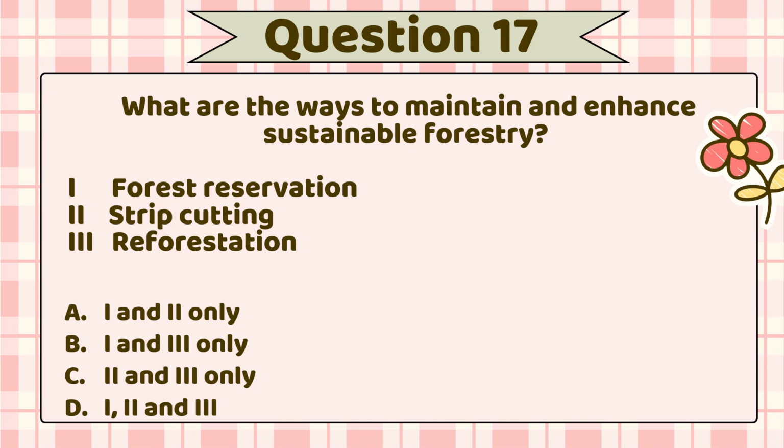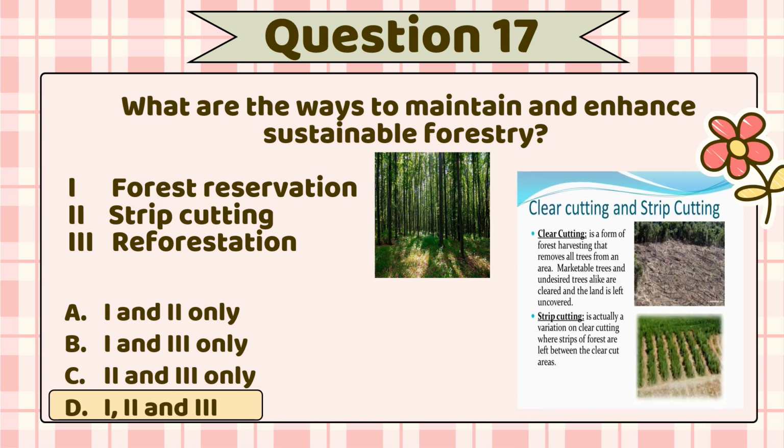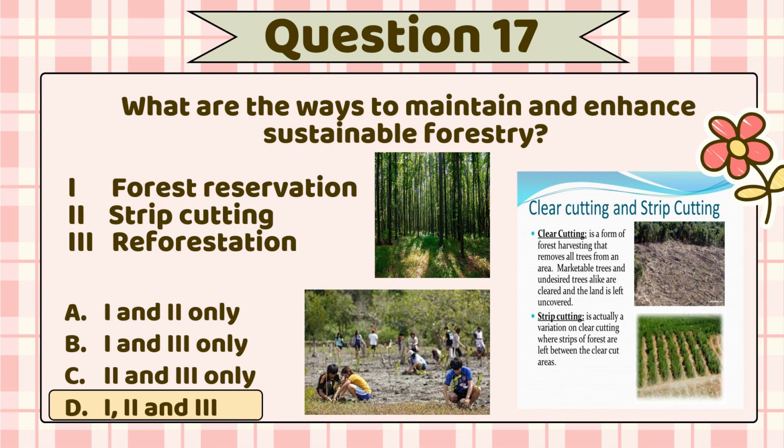Question 17. What are the ways to maintain and enhance sustainable forestry? The answer is all of them. Forest preservation limits human activities to protect biodiversity and ecosystem services, while strip cutting is selective logging in strips, leaving some trees for regeneration. This minimizes habitat disruption and supports continuous wood production, while reforestation is planting more trees to restore forests. This is to prevent deforestation and also to support biodiversity.